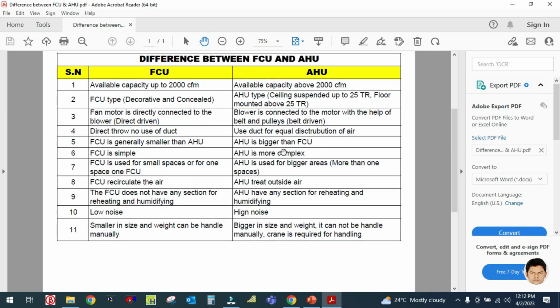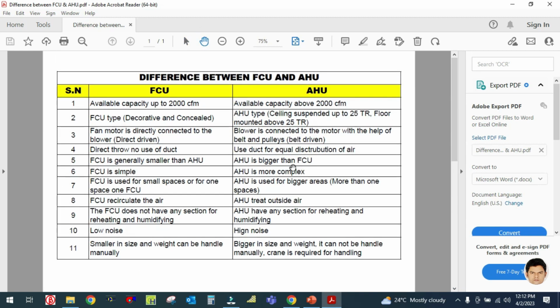So in this video I'm going to explain the difference between FCU and AHU.